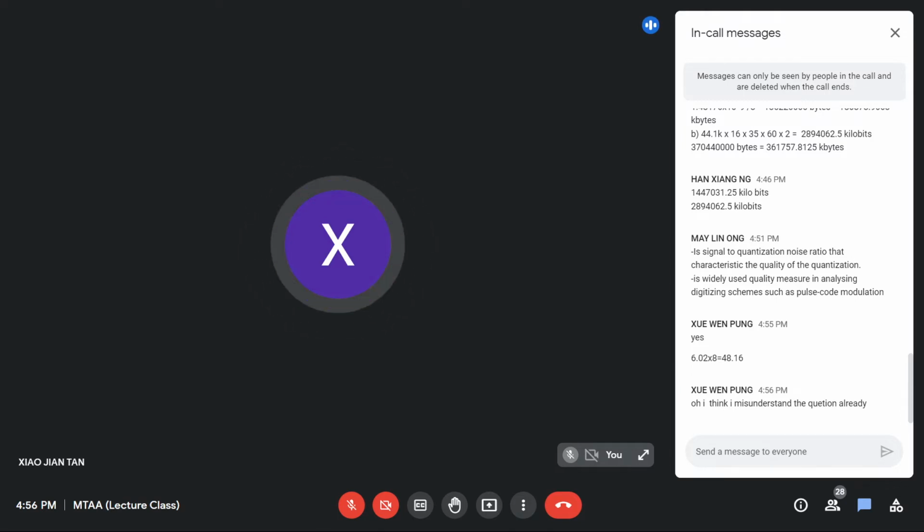Okay, so for question B, 8-bit linear quantization is used. Determine the largest quantization error. I think this one is not about that. I know what you want to do. Previously we had another equation, right? Which is 6.02 multiplied by n. So you are trying to get that one. But I think this is not that case. Okay, anyone want to try?